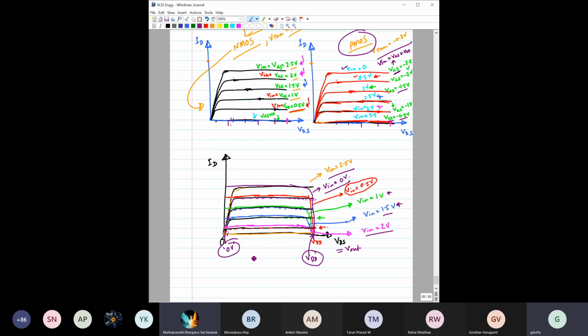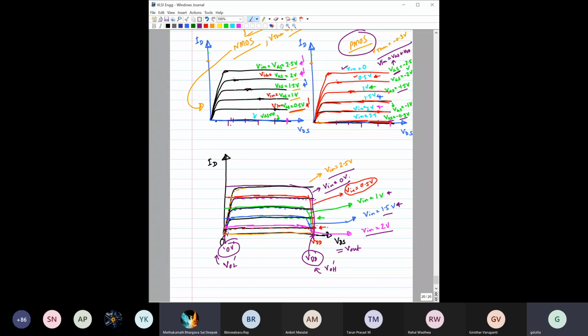So you can clearly see from here that VOL is equal to 0 volt, and VOH is equal to VDD. So that is again one of our requirements, right? That we should get the full swing, right? And that is actually what we are getting, the full swing. So that requirement is fulfilled.